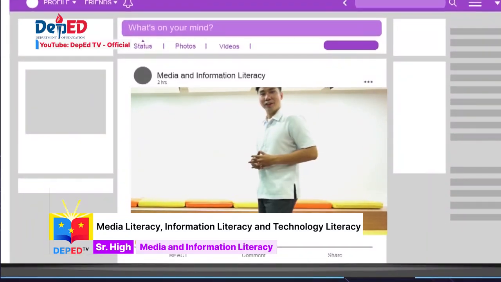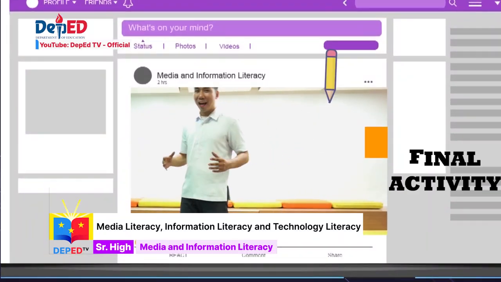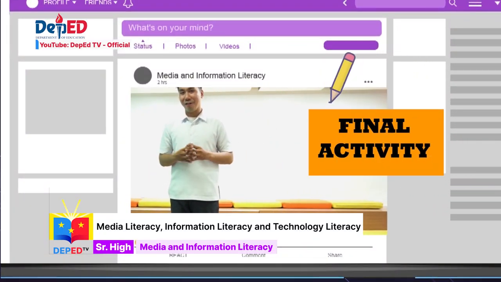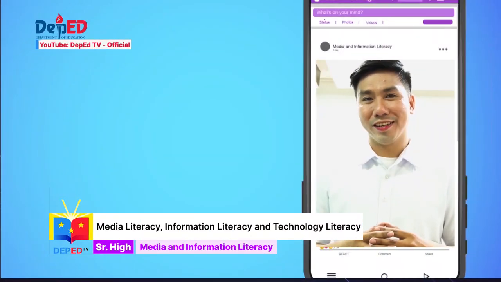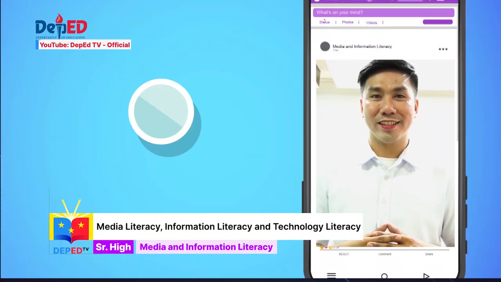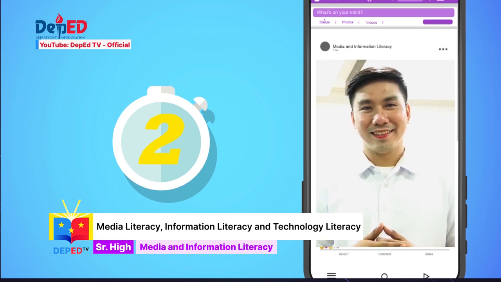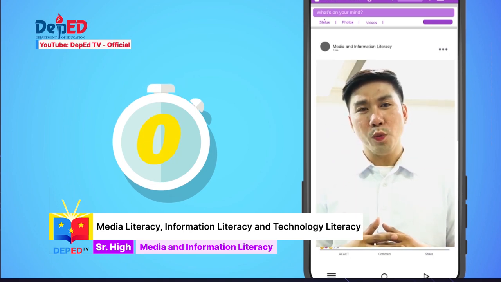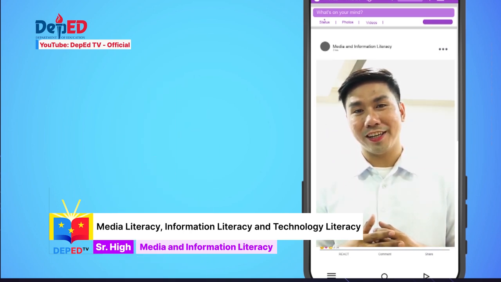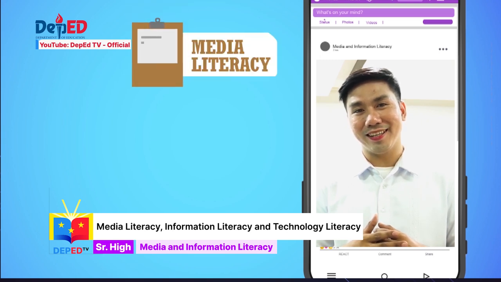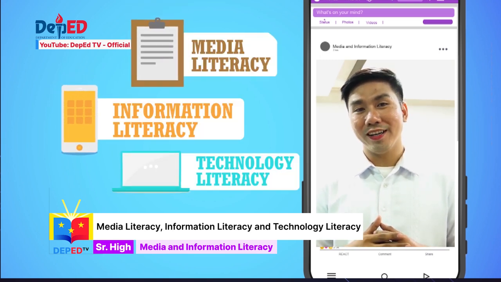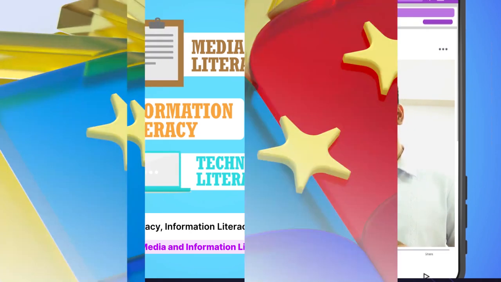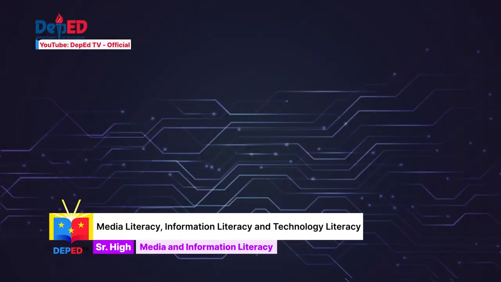Now that you have learned all the concepts you need to know in this episode, let's have our final activity. I will be giving you a situation. You have to answer my questions in 3 seconds. In this activity, you will determine whether the situation in each item demonstrates media literacy, information literacy, or technology literacy. Ready? Let's do it! Number 1.